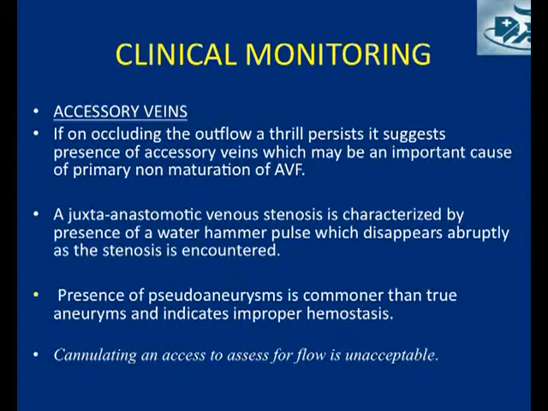With clinical monitoring, we can also make out accessory veins. If on occluding the outflow, a thrill persists, it suggests presence of accessory veins, which may be an important cause of primary non-maturation of AV fistula. A juxta-anastomotic venous stenosis, which is the most common site of venous stenosis, is characterized by presence of a water hammer pulse, which should not be there in a normal fistula, and this pulse disappears abruptly as the stenosis is encountered. Presence of pseudoaneurysm is commoner than true aneurysms, and indicates improper hemostasis. Cannulating an access to assess for flow is unacceptable.